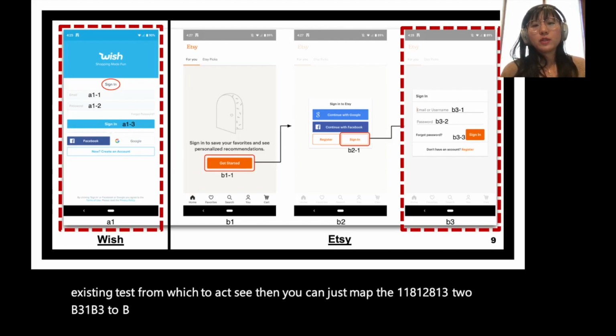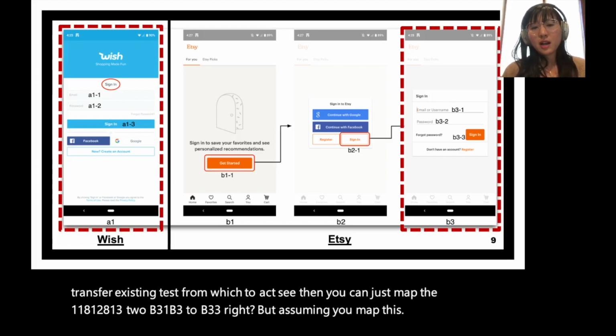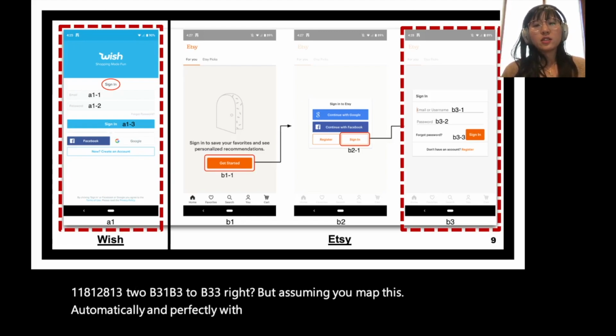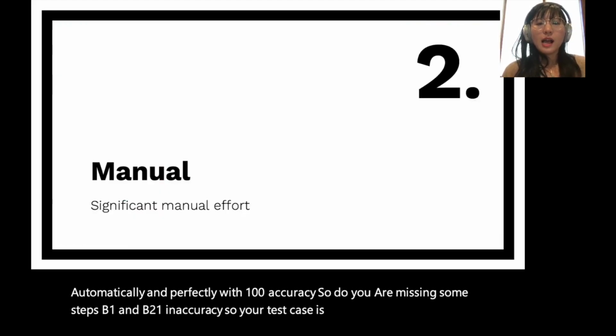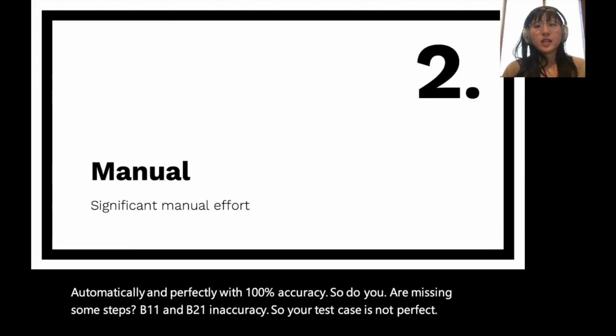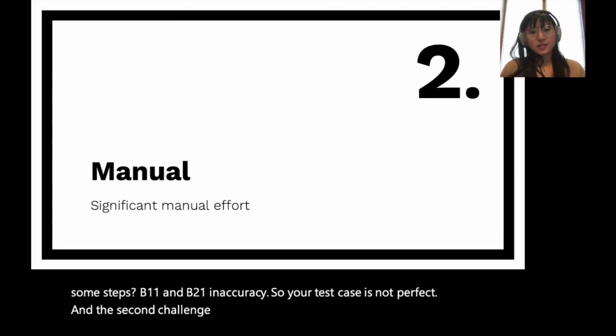But assuming you map this automatically and perfectly with 100% accuracy, you are still missing some steps, B11 and B21 in HC, so your test case is not perfect. And the second challenge is that evaluating existing techniques actually requires a significant manual effort.